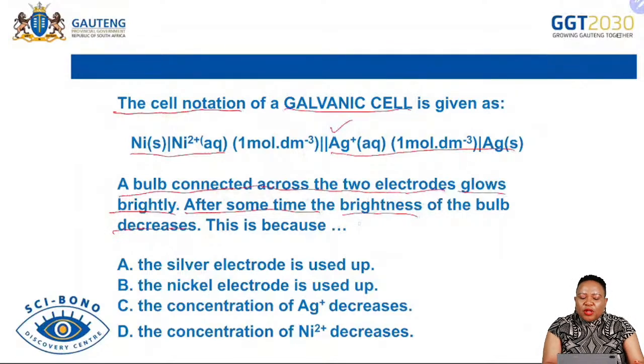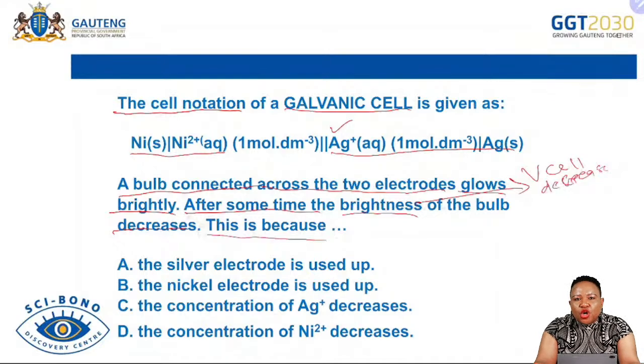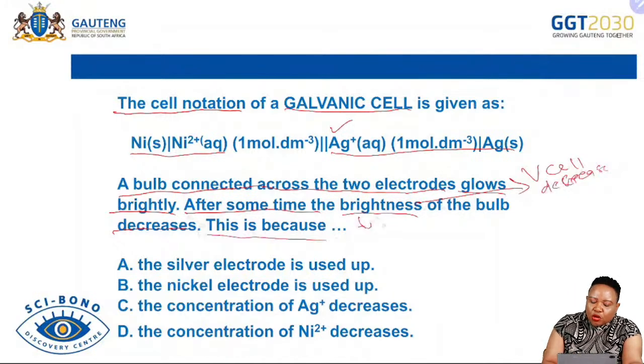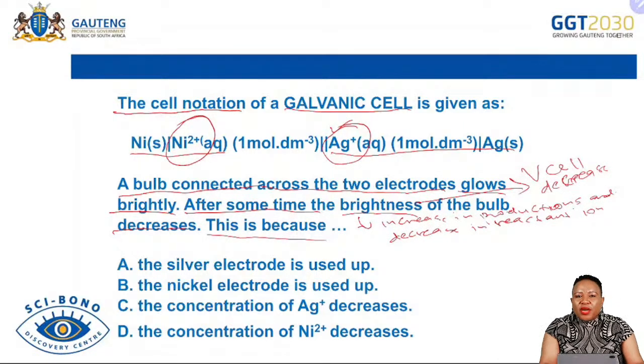So immediately when they talk about the brightness of the bulb, what can affect the brightness of the bulb is when the cell potential decreases. Because it means now the energy released, or the number of electrons released by the cell, is decreasing. So before you can even try and respond to such a question, you need to remember what decreases the cell potential. We said the cell potential decreased because of the increase in ions. Therefore, we need to say between the nickel ion and the silver ion, which one is our product ion and which one is our reactant ion.